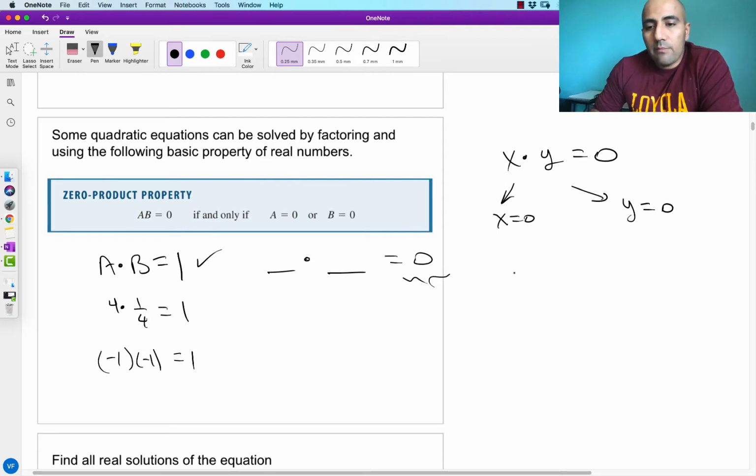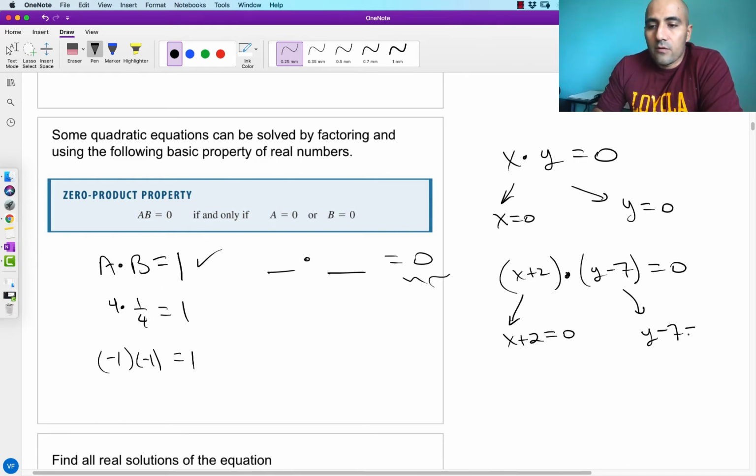If we had something a little more complicated, like (x plus 2) times (y minus 7) equals 0, then since we're treating this as a little binomial multiplied by another binomial, again we can conclude that either this one is a 0 or maybe this one is a 0. That's the power of this. We can take something that looks a lot more complicated and separate it into two smaller pieces, which allows us to solve quadratic equations or other types of equations this way.